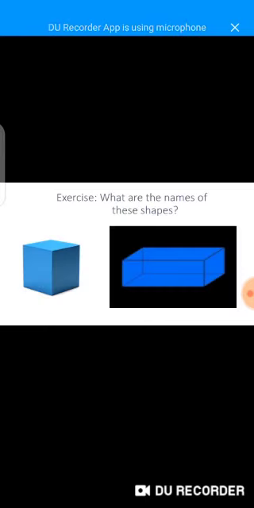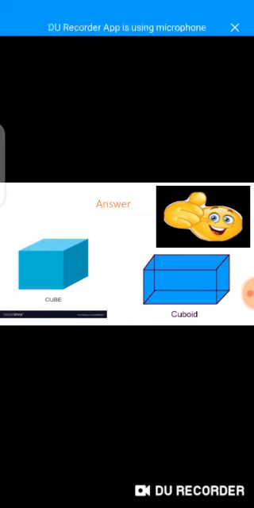Now let's try to identify these 3D shapes. What shape is this? Can you tell me what shape this is? And this one. Okay, let's find out. The first shape is a cube, while the second shape is a cuboid.